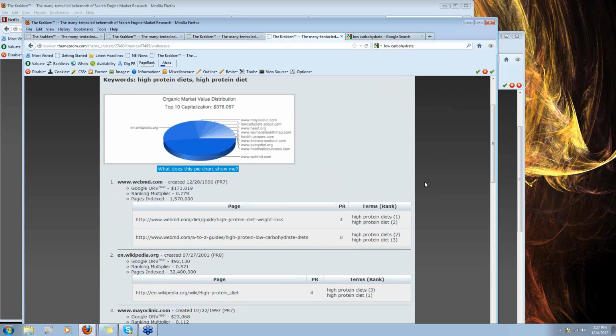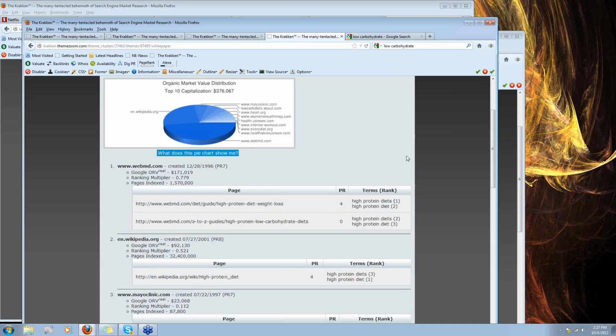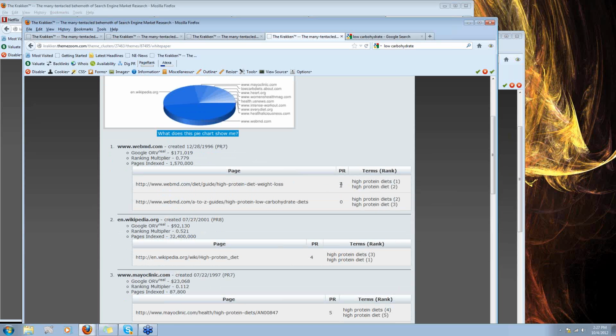Let's look at protein diet. WebMD, again, we're looking at a page rank 7, but we're looking at a page rank 4 here, and on the second indent, we're actually looking at a page rank 0. This WebMD has got the entry because of the weight of this page, because of the page rank 4 on this page, and they're ranked at both as position number 1 and 2, interestingly enough.